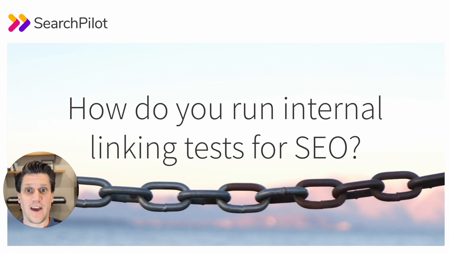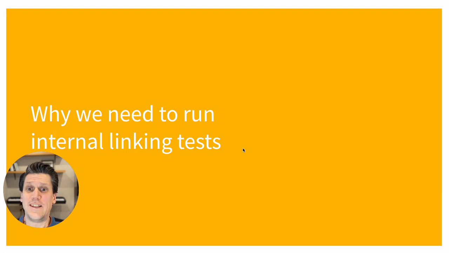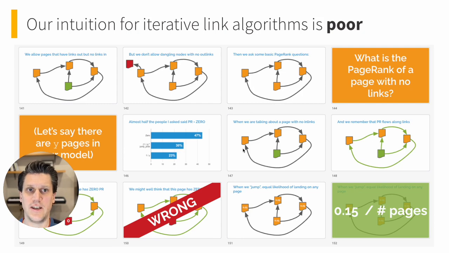Well, the first thing that I think we need to ask ourselves is why do we need to? Why do we need to run internal linking tests? And the fundamental reason, in my opinion, is how poor our intuition is for iterative link algorithms in general. And I'm as bad as anybody else here. I'm definitely talking about myself as well as anyone else. I've set up little examples, I've given myself demos and tests, and I get it wrong as often as I get it right. And I know from putting out these quizzes on Twitter that I'm not the only one.